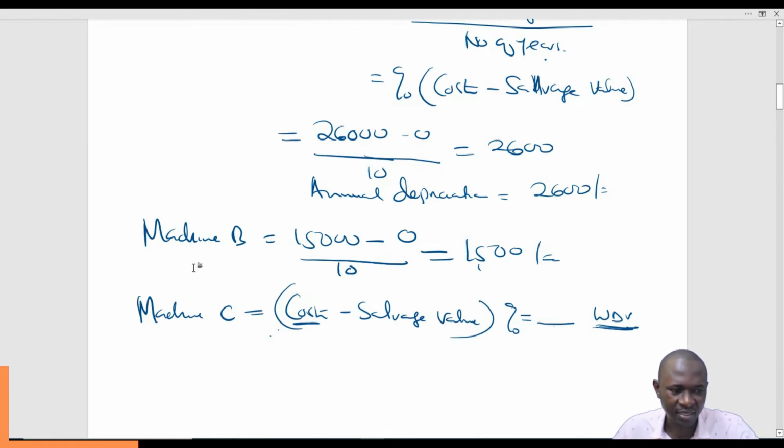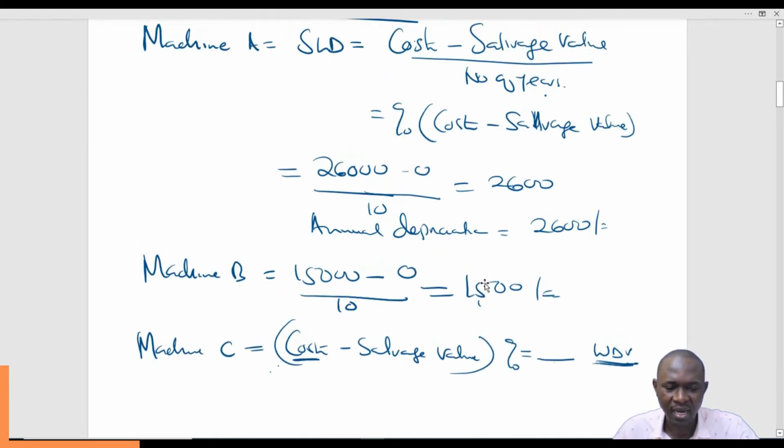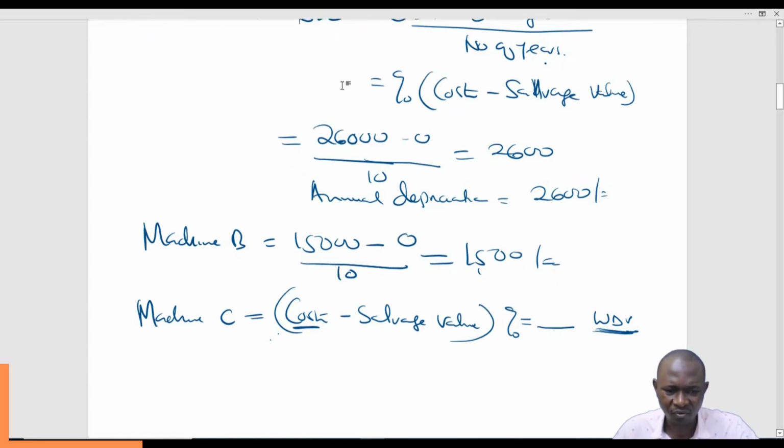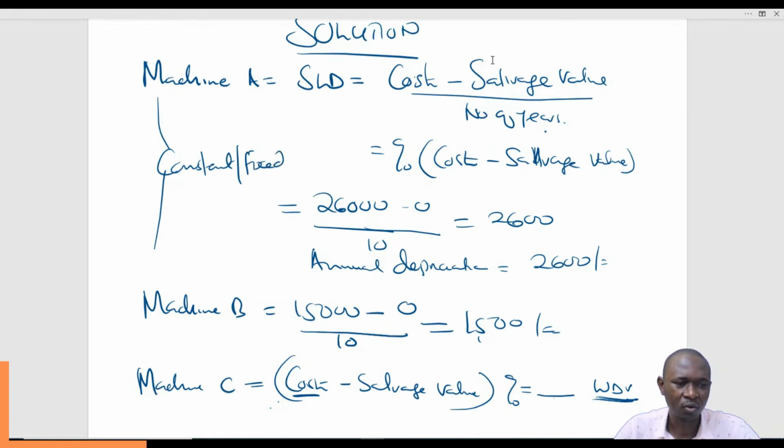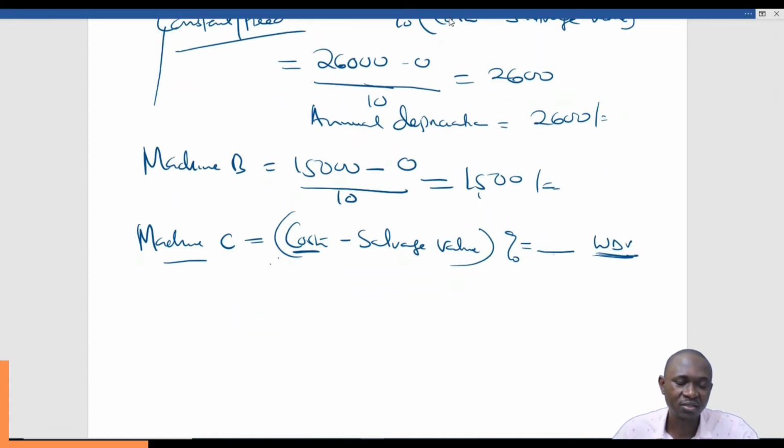And like the straight line method, where once you get the straight line depreciation value, that is the same value that will apply for all the years. Basically, for the straight line method, the depreciation figure is constant or fixed. But for the reducing balance method, the depreciation figure is not fixed, it's not constant, it keeps on changing. And it keeps on changing because we keep on changing the main variable, which is the cost of the asset.